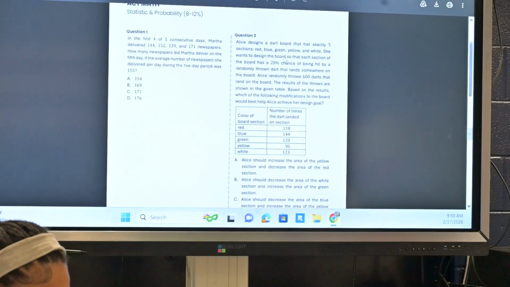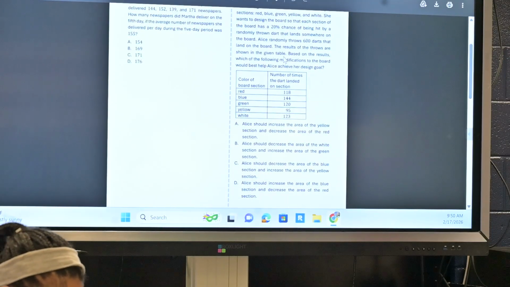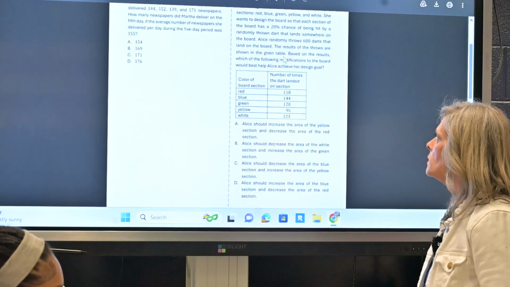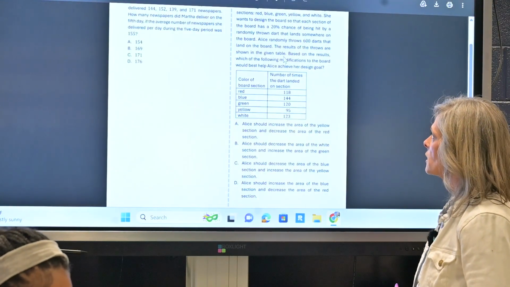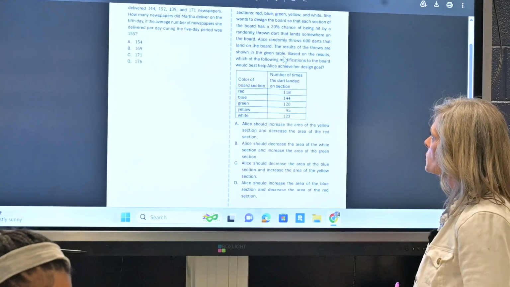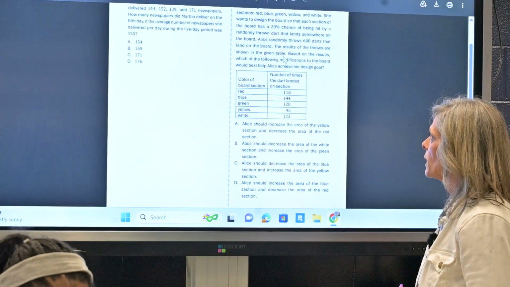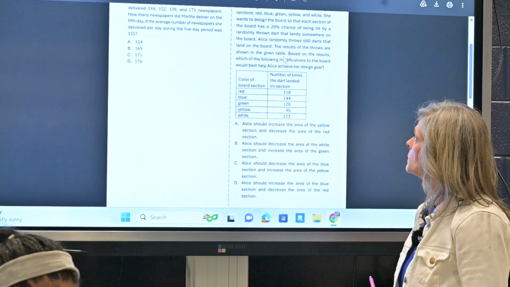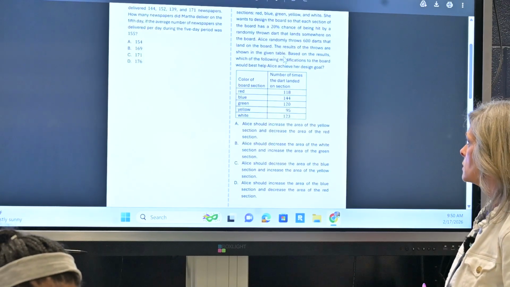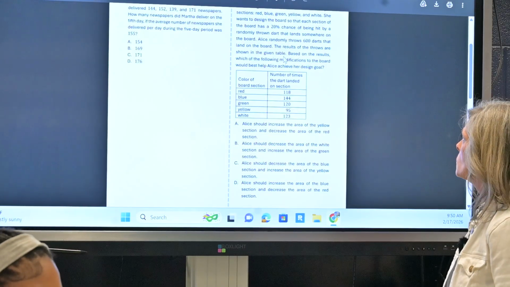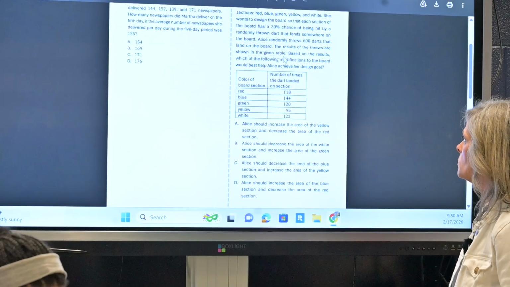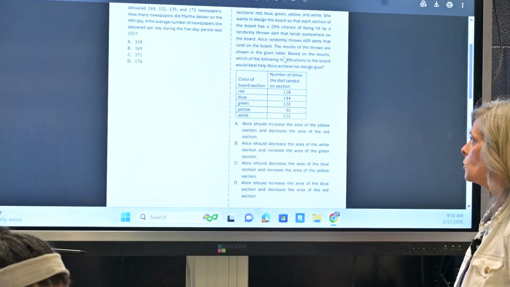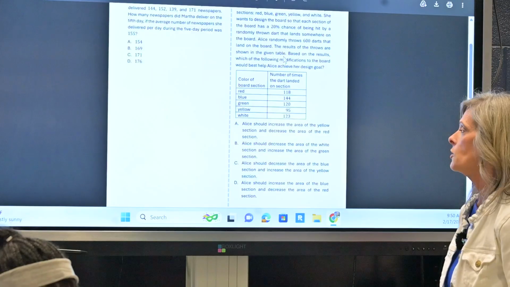Let's make sure, 5 sections. Okay, they are red, blue, green, yellow, and white. She wants to design the board so that each section of the board has a 20% chance of being hit by a randomly thrown dart that lands somewhere on the board. Alice randomly throws 600 darts that land on the board. The result of the throws are shown in the table below. Based on the results, which of the following modifications to the board would best help Alice achieve her design goal?